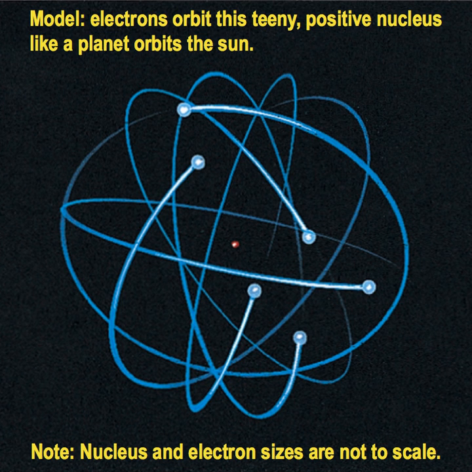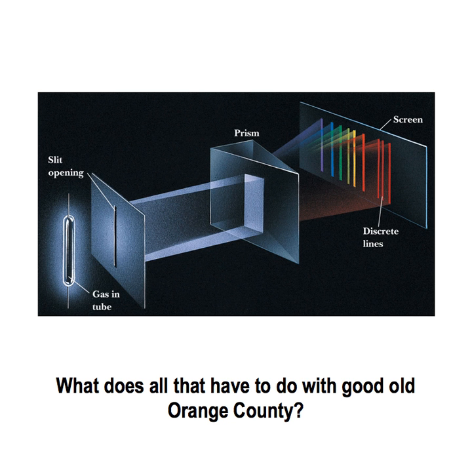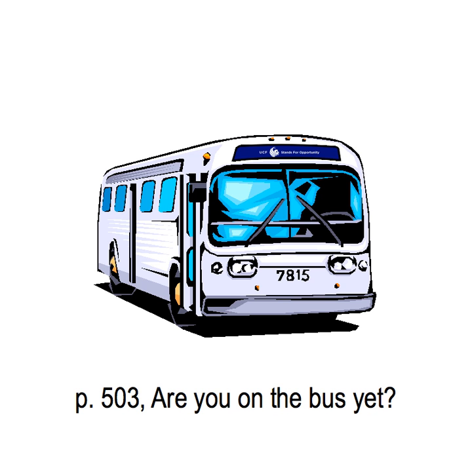Anyways, what does all this have to do with good old Orange County? We're trying to figure out atomic spectra. We have this Rutherford model that's refined. We think there's orbits and so forth, and we think that the atom is 100,000 times bigger than its little nucleus at the center. Well, the way that they're related to Orange County is basically through this little blurb on page 503, Are You on the Bus Yet? And they say, look, if you think of the nucleus as being the size of a basketball, how big would the actual atom be?